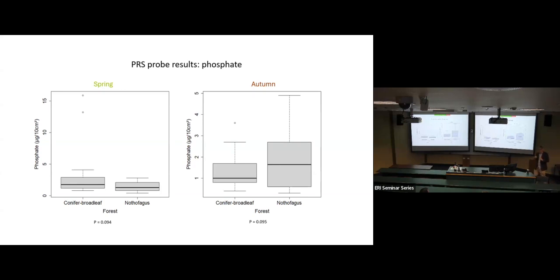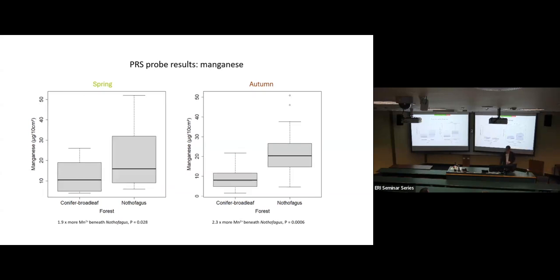I'm going to show you one more ion. Might be a surprise. That's manganese. Why am I showing you manganese? Because ectomycorrhizal fungi, some of them at least, produce manganese peroxidase, which is one of the enzymes, a key enzyme involved in breaking down organic matter and getting the nitrogen out.